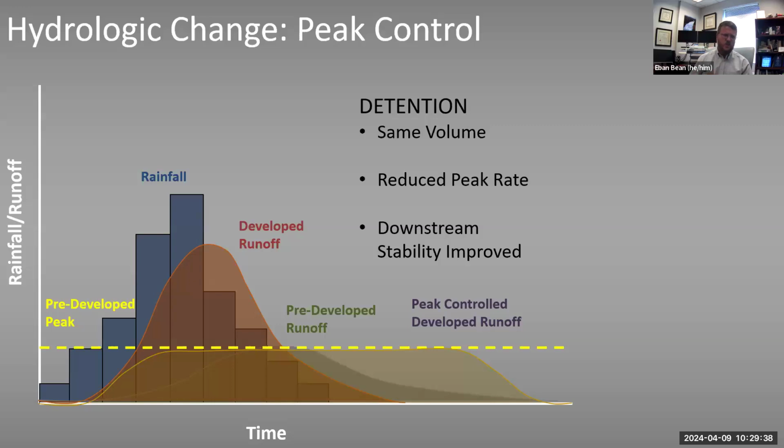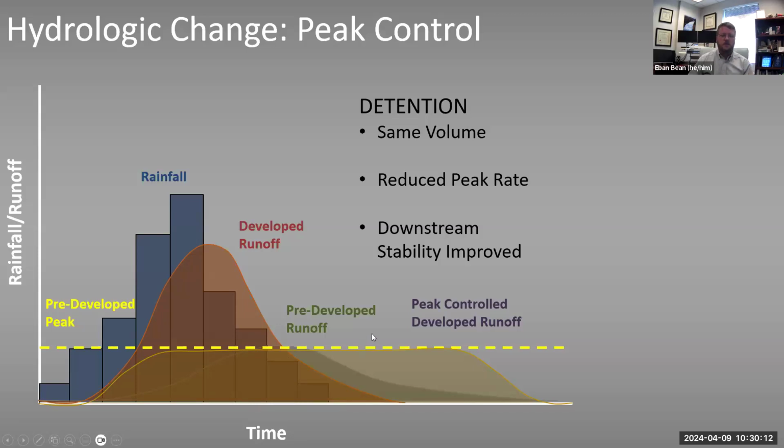So the way that detention works, if we go back to our stormwater runoff and the impacts of urbanization on our runoff rates, we see here again our rainfall. We call this a hyetograph. You can see maybe in the background our pre-developed runoff curve, and notice that this yellow dashed line is our pre-developed peak discharge, and this red one is the uncontrolled developed runoff curve.